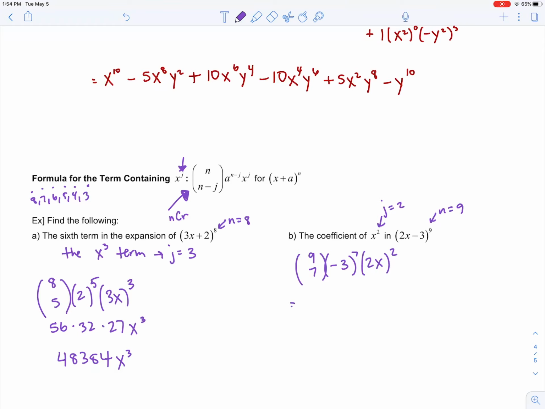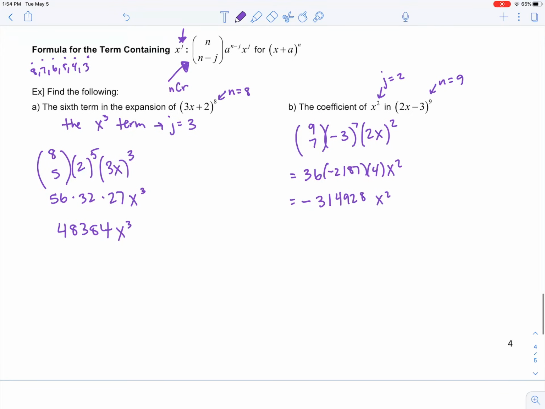Okay, so 9 choose 7, that is 36. Negative 3 to the 7th power is negative 2,187. 2 squared is 4, x squared is x squared. So I have 36 times 2,187 times 4, so that is going to be negative 314,928 x squared. So the coefficient, which is all we were really being asked for, is just that constant multiple in the front. So negative 314,928.